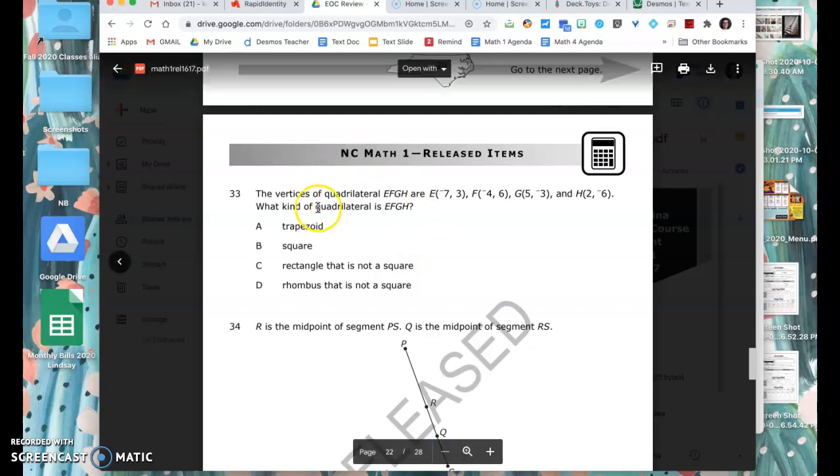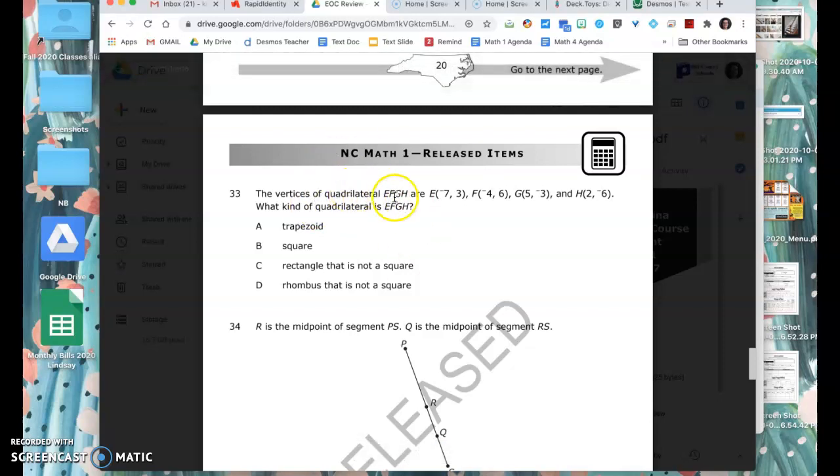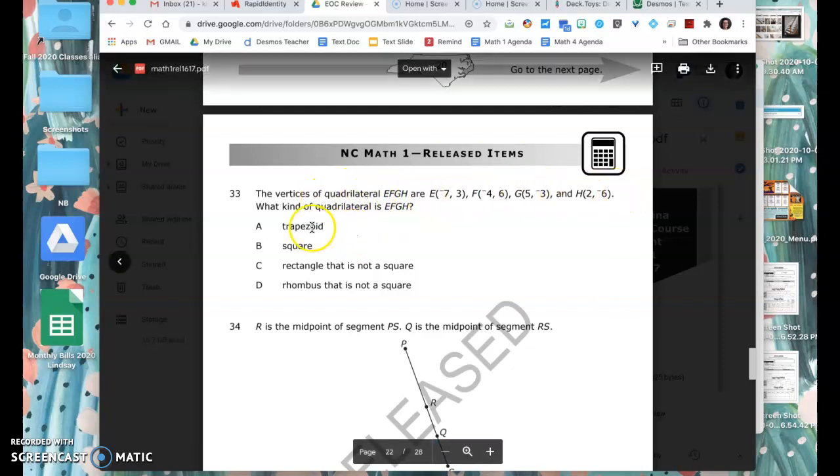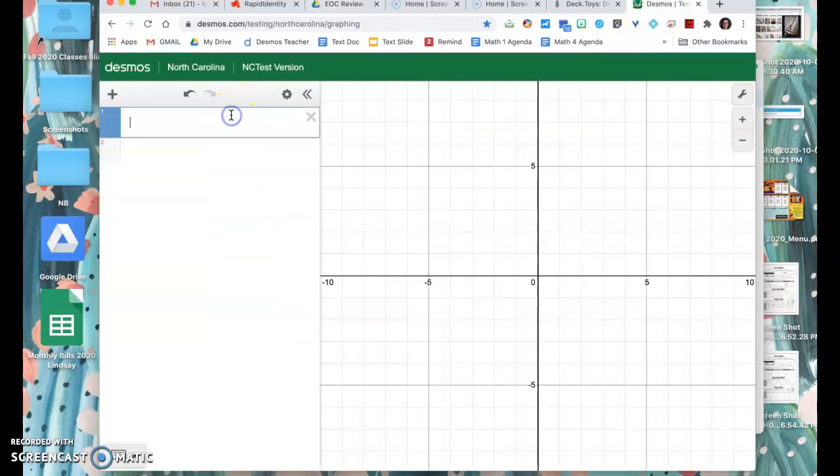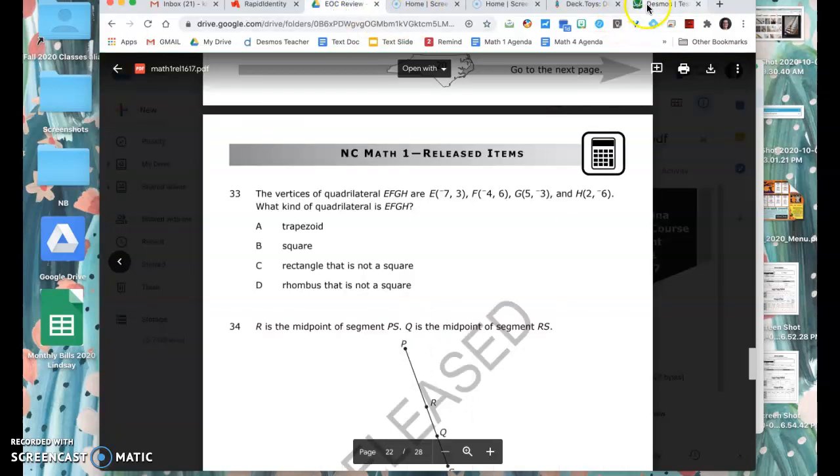So it says, given the vertices of this quadrilateral, so remember a quadrilateral is a four-sided figure, here are my vertices, these are my points. So what type of quadrilateral do I have? So I'm going to start by going to Desmos and I'm going to type in the points just like I see them in the problem.